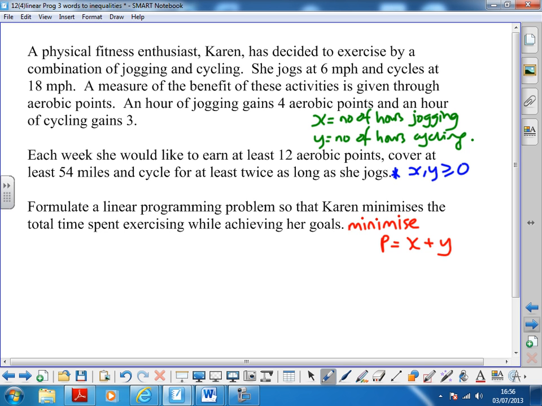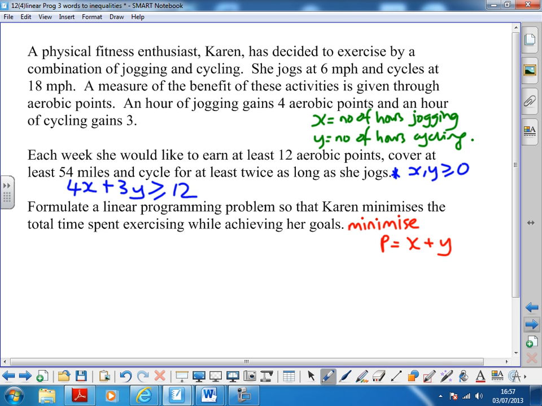Okay, other constraints. Each week she likes to earn at least 12 aerobic points. So the number of points is bigger than 12. So 1 hour of jogging gains her 4 aerobic points, so 4x. And 1 hour of cycling gains 3, so it's 3y. She wants that to be greater than 12. Yep, that makes sense.